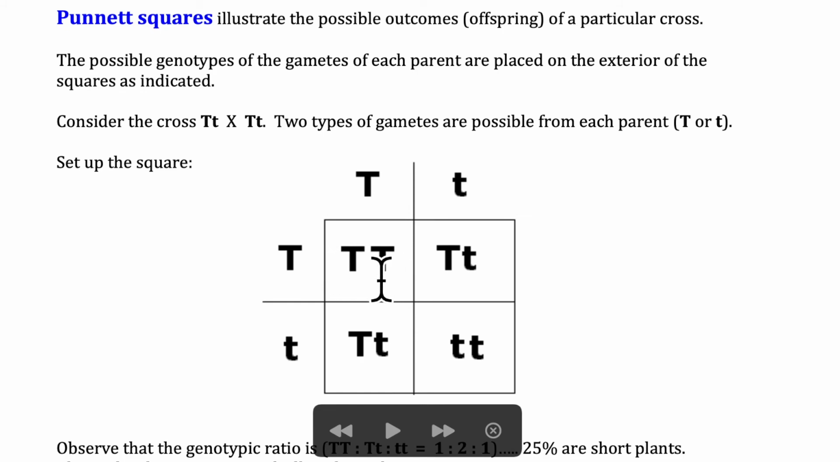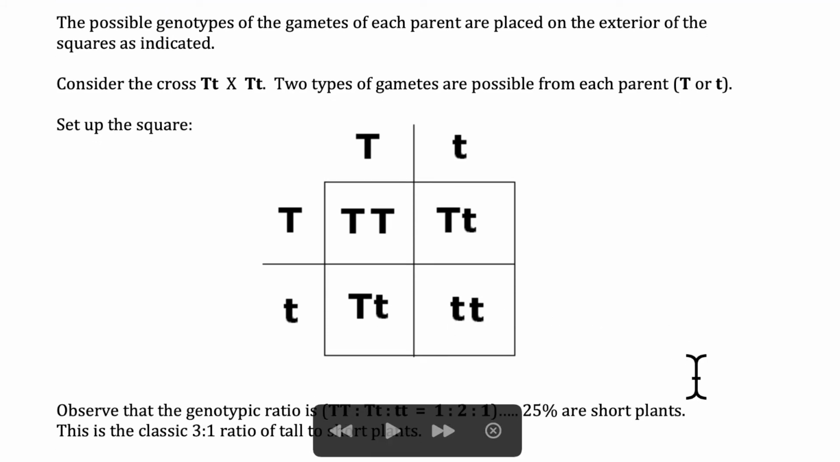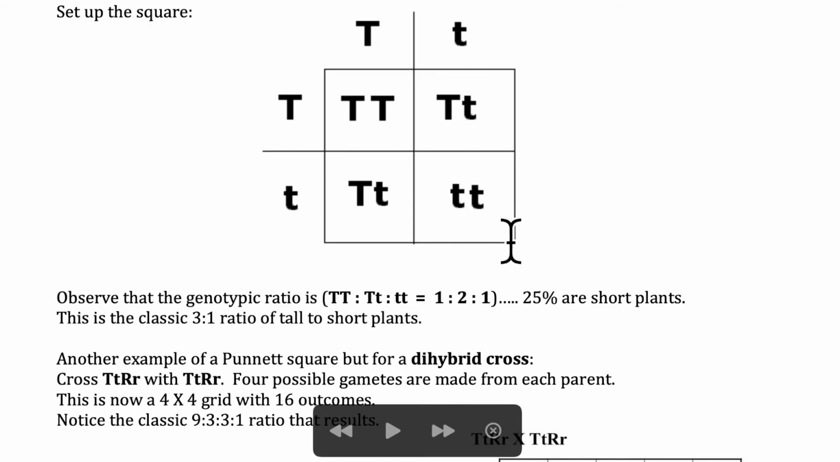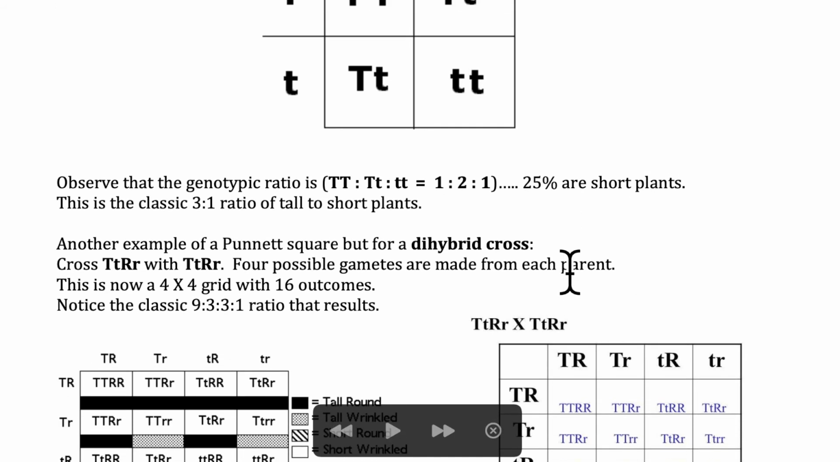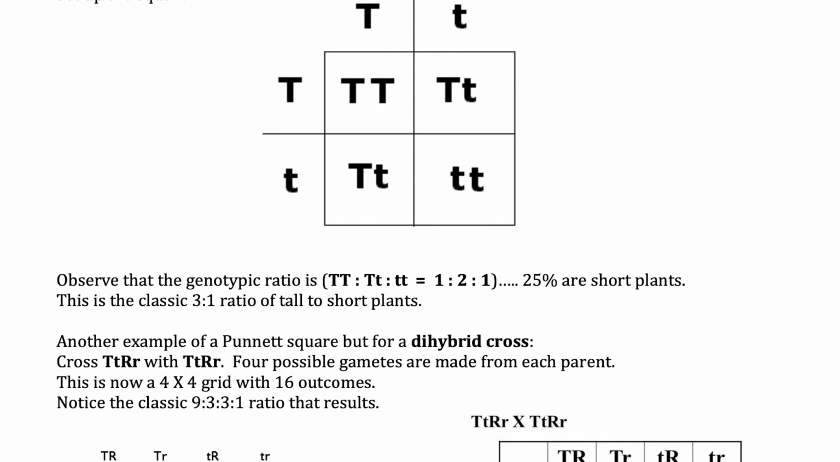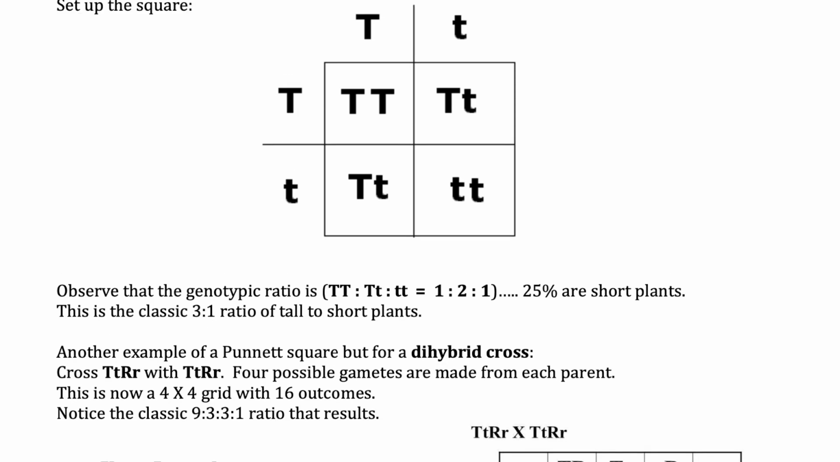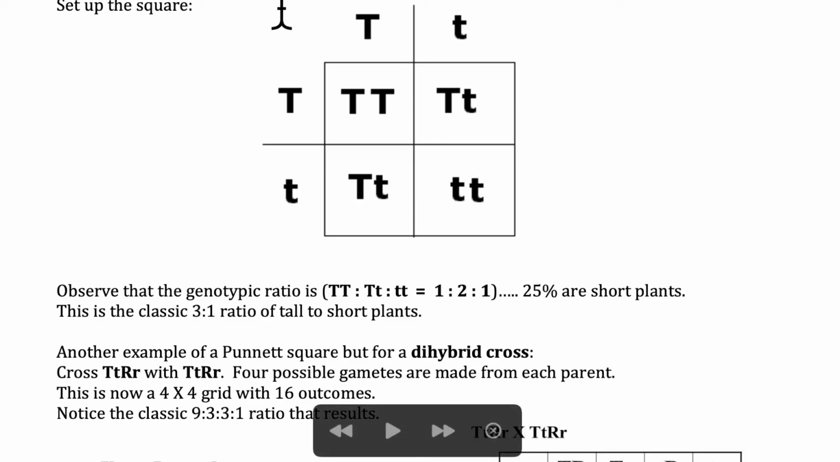First square, you have TT, just makes sense. Next square, you got heterozygous, Tt. Next square, Tt, heterozygous again. And then homozygous again, you got homozygous short, tt. Observe that the genotypic ratio TT, Tt, tt equals 1:2:1. So 25% are short plants. This is the classic 3:1 ratio of tall to short plants, if you're looking at phenotypic ratios, right?